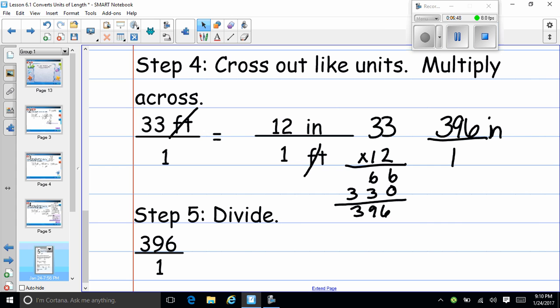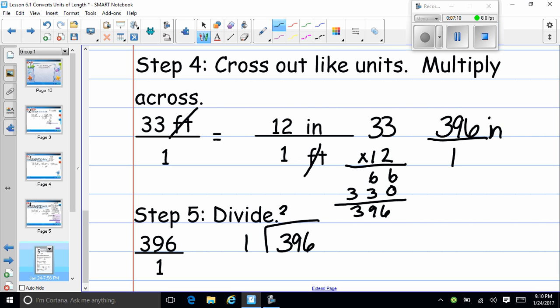Okay, and then step 5, I finally divide. In this case, since the denominator has a 1 in it, I don't actually have to divide. However, if I did not have a 1 in the denominator, then I do have to divide. And remember, when you're dividing, your numerator always goes in the house, and your denominator always goes on the outside. And so in this case, my answer would stay as 396, and that is my final answer.